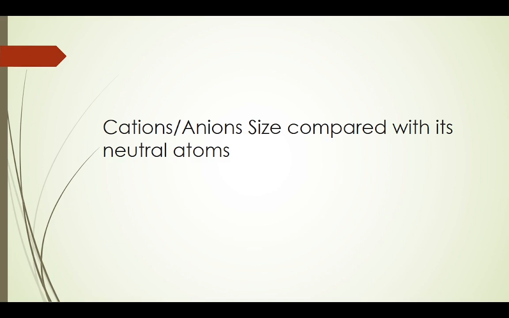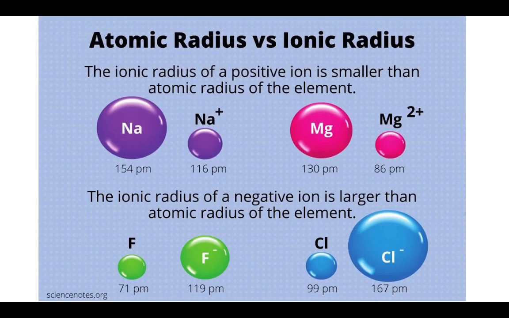Okay, next we are looking at the ions, cations and anions, compared to the neutral atom size. Let's see for this one. Na is sodium. Sodium neutral, the size is 154 picometer, whereas Na plus is 116. So Na plus is smaller than Na.